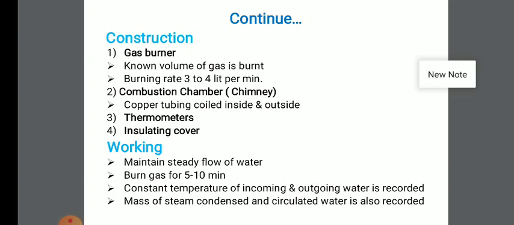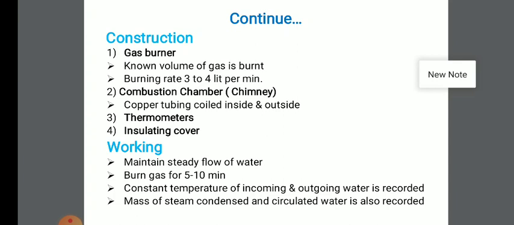Point number 3: thermometers. In this calorimeter we use two thermometers to measure the temperature of the inlet water as well as the outlet water. The last point is the insulating cover. The assembly is covered with an insulating cover to detach the combustion chamber from the atmosphere. What is the function of this insulating cover? It prevents the combustion chamber from being affected by the atmosphere.